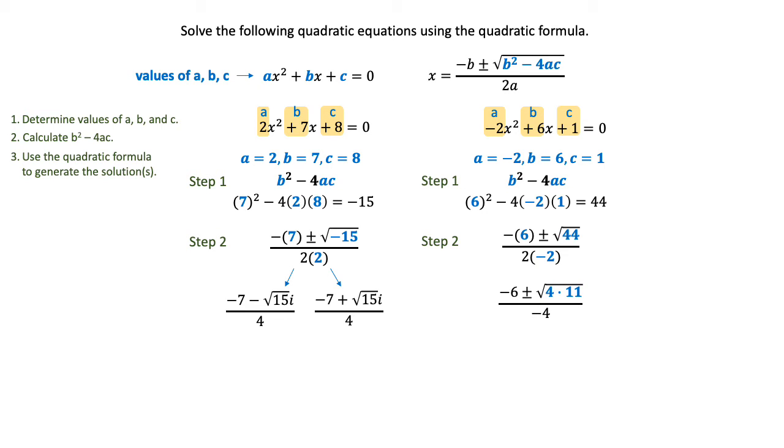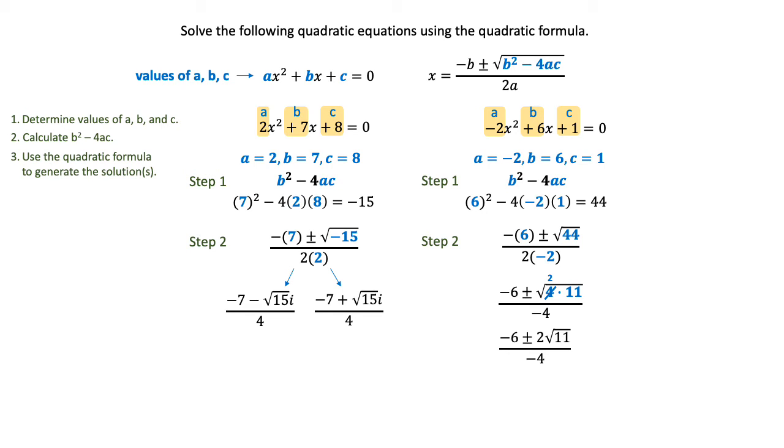So I'm going to rewrite it as negative 6 plus or minus the square root of 4 times 11 over negative 4. And I'm going to evaluate the square root of 4 as 2 and clean it up a little further. Negative 6 plus or minus 2 times the square root of 11 over negative 4.